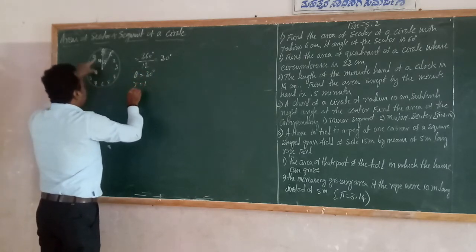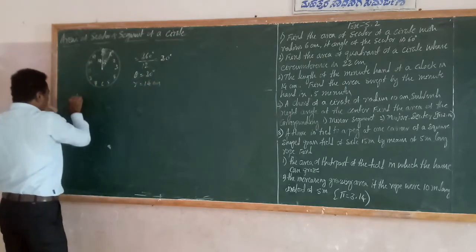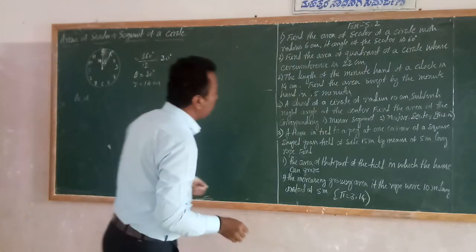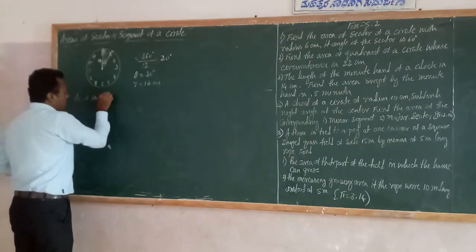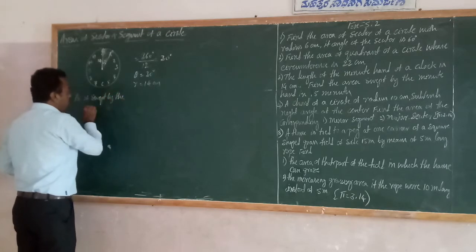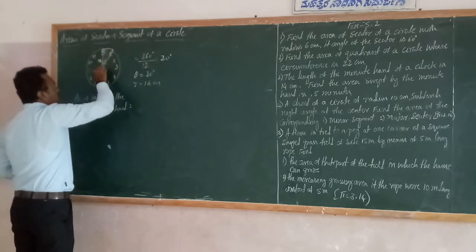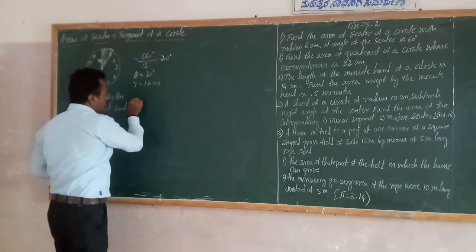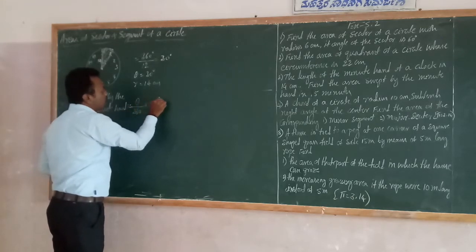R is equal to the length of the hand, 14 centimeter. Now find the area swept by the minute hand. This is a radius and this is an arc. So what is this area? This is the area of a sector. What is the area of a sector? Theta by 360 into pi r square. So that formula you should use.